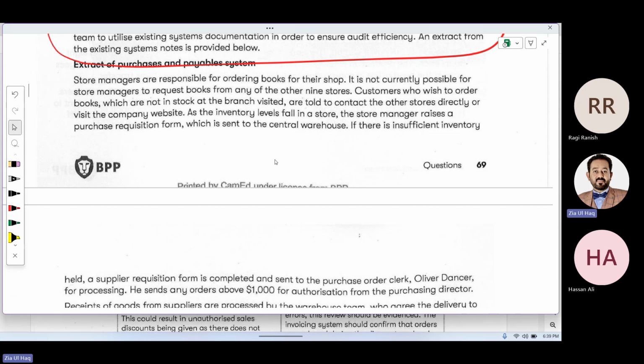Store managers are responsible for ordering books for their shops. It is not currently possible for a store manager to request a book from any of the other 9 stores. Customers who wish to order books which are not in stock at the branch visited are told to contact the other store directly or visit the company website. There is an issue.